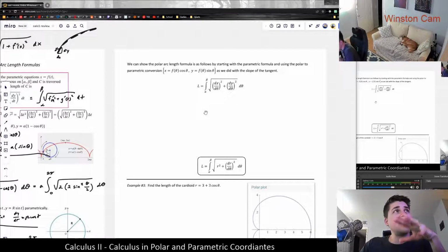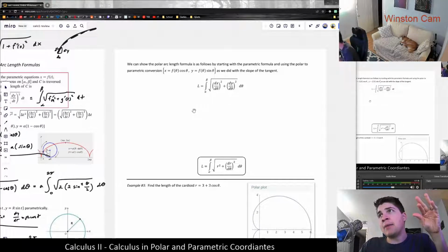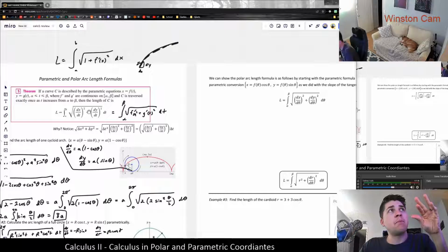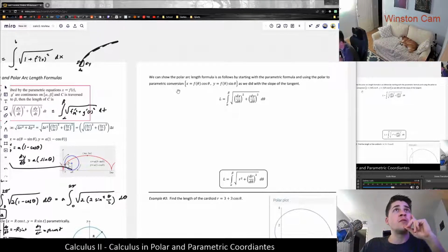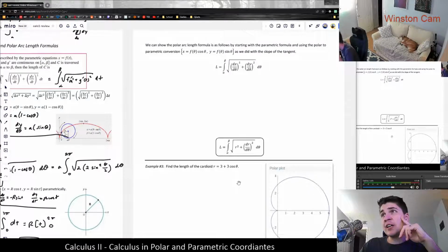But anyways, let's go ahead and finish with arc length, since we did arc length in both rectangular and parametric. It turns out it's quite simple to do in polar form as well. And we'll do a quick example, say finding the arc length of a cardioid.